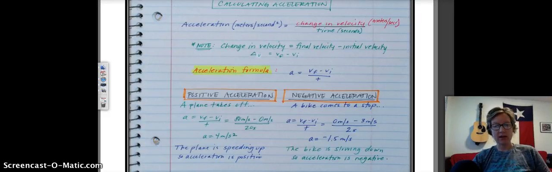On the other side of that, if a bike comes to a stop, you'll have negative acceleration. So your initial velocity was 3 meters per second, and your final was 0 meters per second. We plug that into our equation. It took 2 seconds to stop, and you'll notice that you have a negative 1.5 meters per second squared. So the bike is slowing down, and the acceleration is negative.